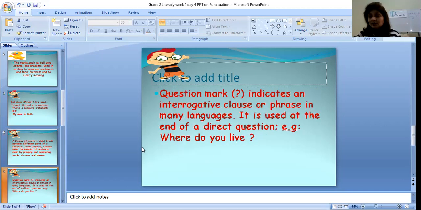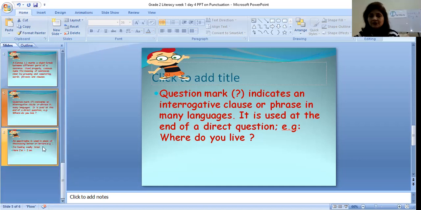Now, a question mark. A question mark indicates an interrogative clause or phrase in many languages. It is used at the end of a direct question. For example, where do you live? So I've told you what a question is.